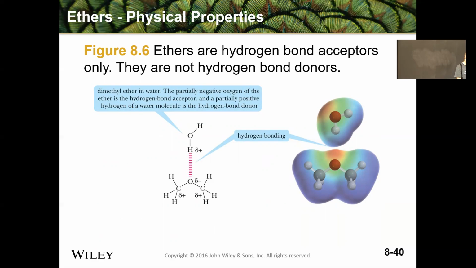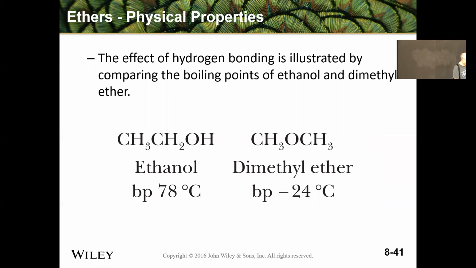Right, so here's an important point, and that is that ethers are hydrogen bond acceptors only. They are not hydrogen bond donors. You have 2 lone pairs on the oxygen, which could accept a hydrogen bond, for example, from water or from an alcohol or a carboxylic acid. But they cannot hydrogen bond with each other. Okay, I discussed this earlier, so I'm going to go ahead and go on.